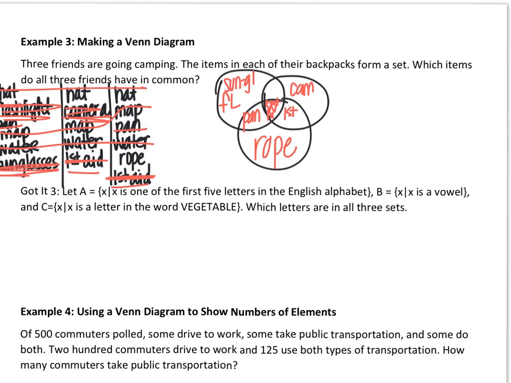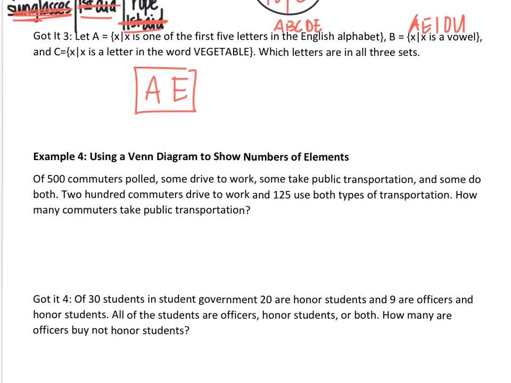Alright, got it, number 3. A is X, such that X is one of the first 5 letters of the English alphabet. So that's A, B, C, D, or E. B is if X is a vowel. So that's A, E, I, O, U. And then C is if X is a letter in the word vegetable. They want to know which letters are in all 3 sets. So I see E, I see A, and that is all I see, so that's my answer. And it didn't ask me to draw a Venn diagram, so I don't have to.